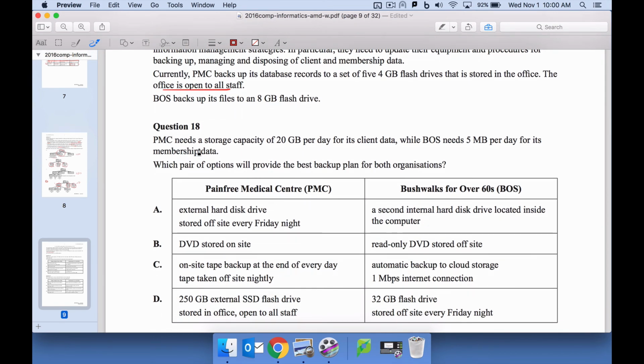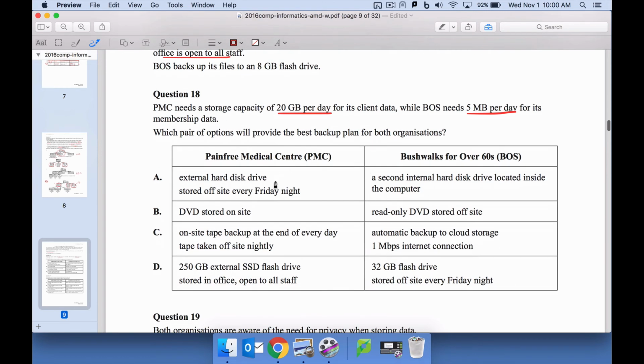So the question 18 is, PMC needs a storage capacity of 20 gigabytes per day for its client data, while BOS only needs 5 megabytes per day. So that's a lot less than PMC for its membership data. Which pair of options will provide the best backup plan for both organizations? So let's look down PMC's column first. External hard disk drive stored offsite every Friday night. It's possible if the next 3 options are complete rubbish, then maybe this might be one.